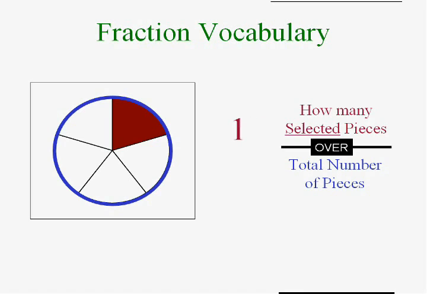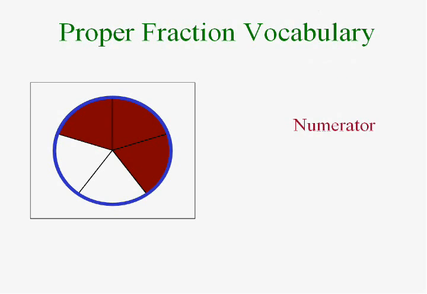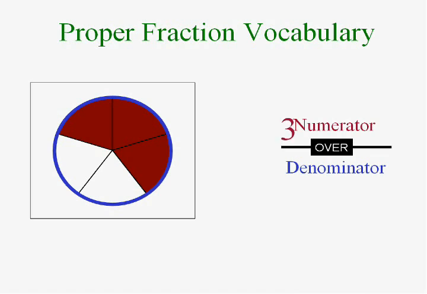In this case, we'll have three chosen over a total of 5 pieces. Now, we have vocabulary for that. We have words for these things. We call the selected pieces the numerator, and that goes over the total number of pieces, the denominator. In this case, the numerator would be 3 and the denominator would be 5. Got that?